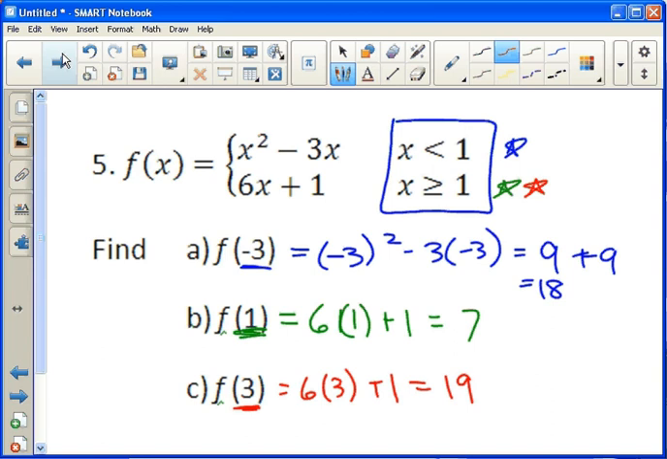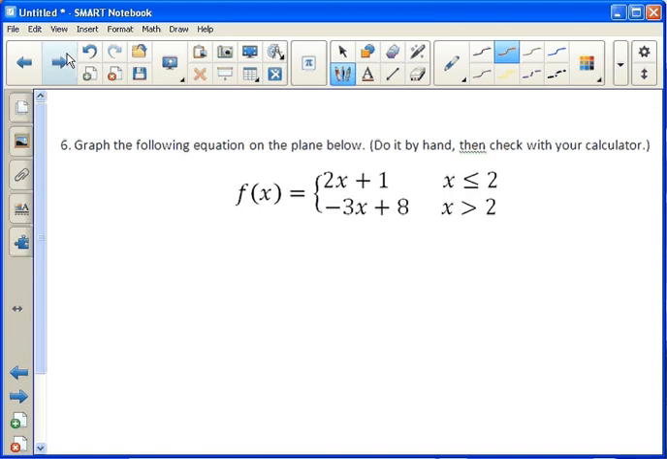Number 6, graph the following on the plane below. Do it by hand, then check in your calculator. There's actually a typo here. I just want you to do it in your calculator. So let me show you how to plug these in.